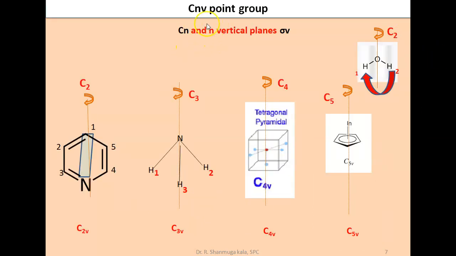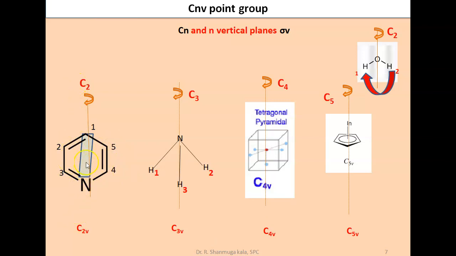And the next type, the Cnv point group. The molecule contains a Cn axis and n number of vertical planes called sigma v planes. Sigma v is nothing but a plane passing through the Cn axis. For example, when we take this molecule, the axis passing through the first carbon and the nitrogen is the C2 axis, because while rotating this molecule through this axis, the 2nd and 5th hydrogens, and the 3rd and 4th hydrogens, are interchanged.